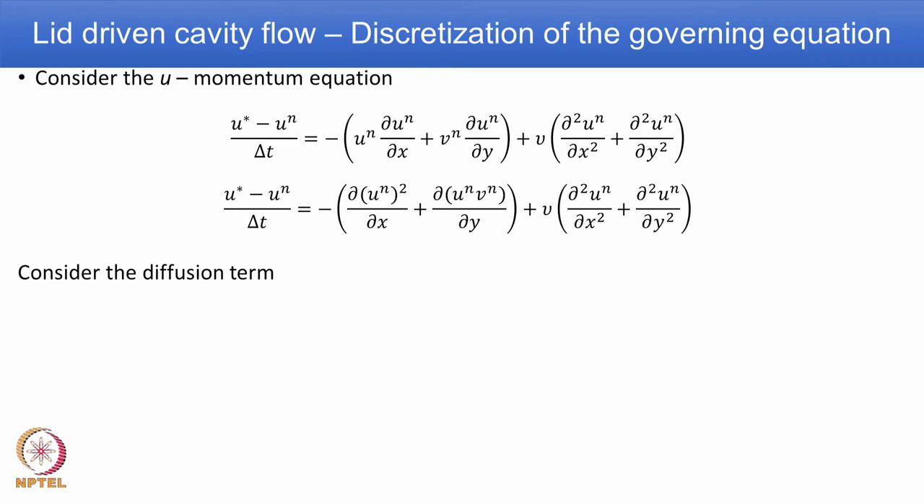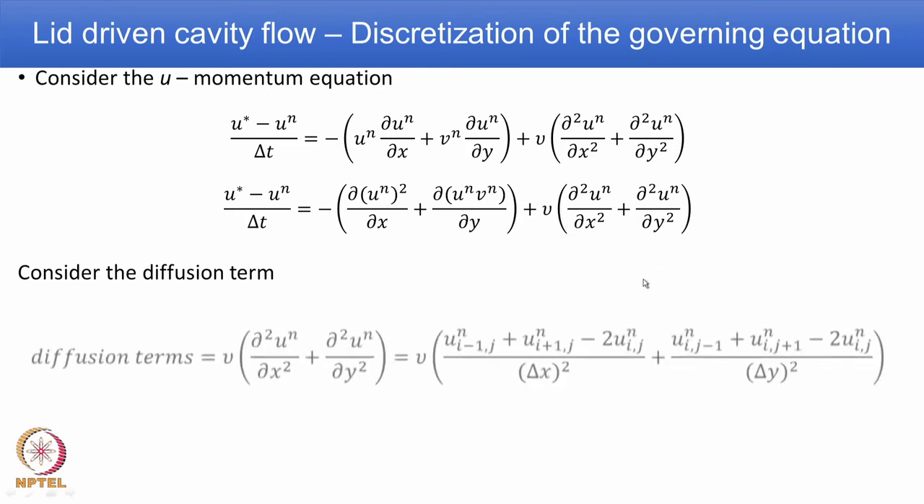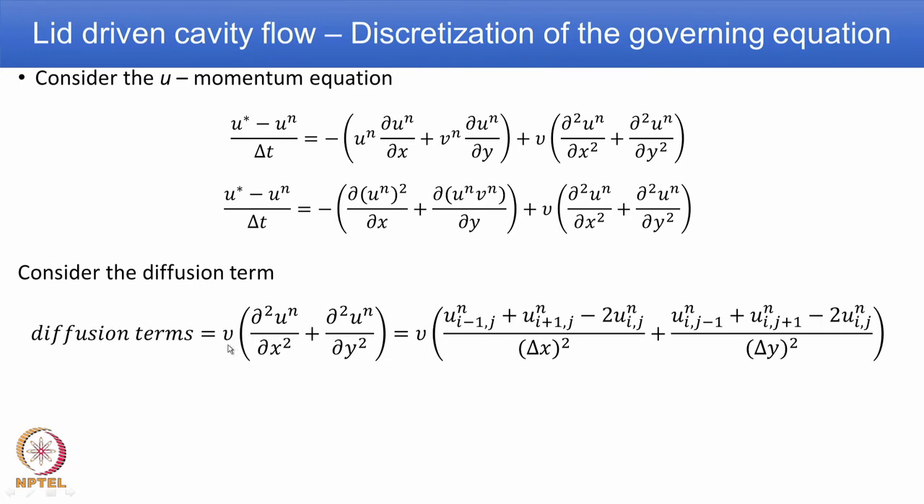Consider first the diffusion term, that is the second term here. It is written as shown: nu times (∂²u^n/∂x² + ∂²u^n/∂y²), and nu is maintained. Now, we follow the second order central differencing scheme for the second derivative, that is what is shown here. So, for the first term in the bracket, ∂²u^n/∂x², the discretized equation is shown here. Because we mentioned it is explicit, we have all superscript n.